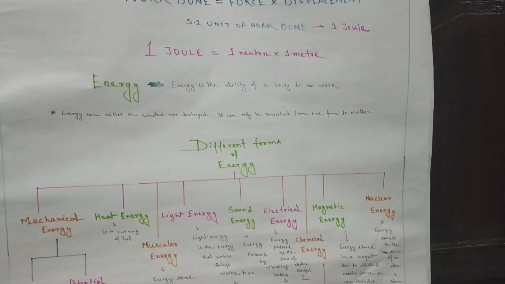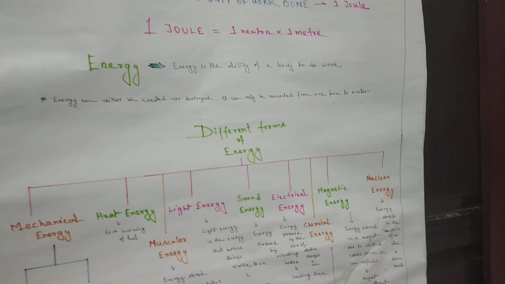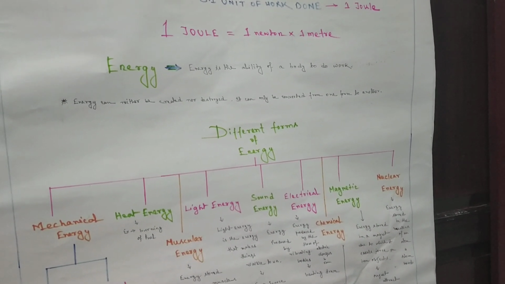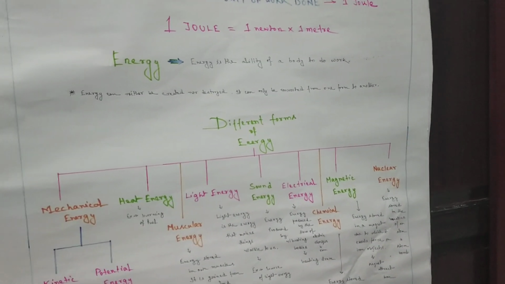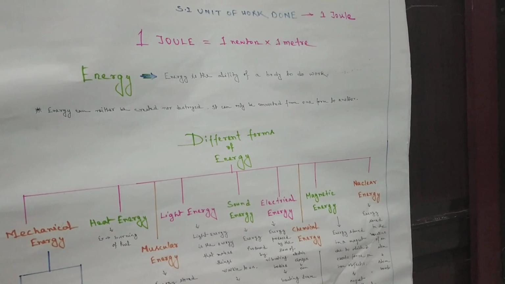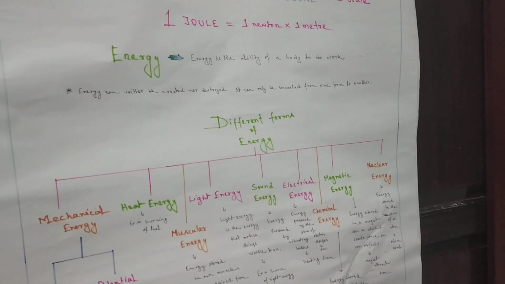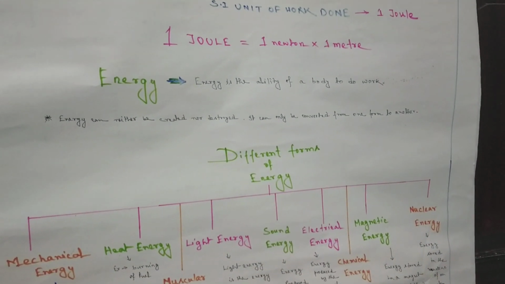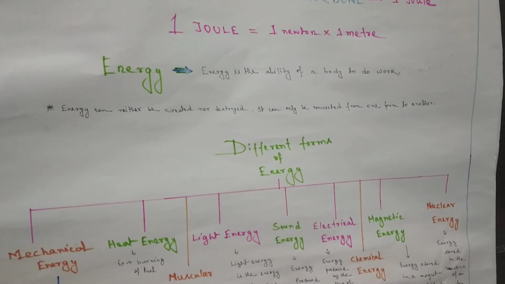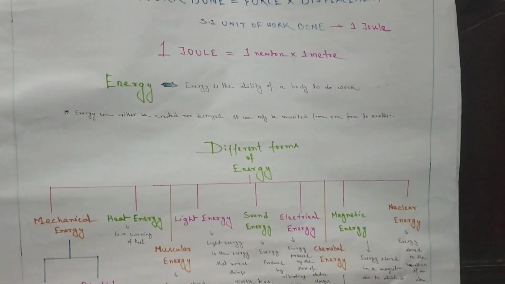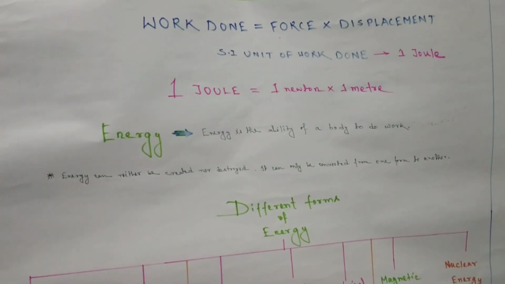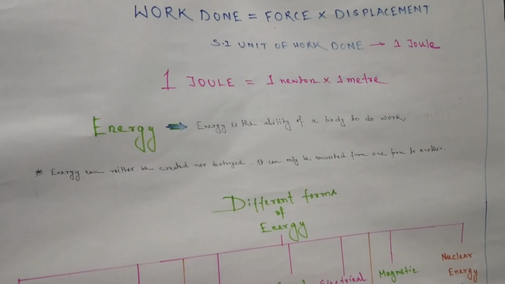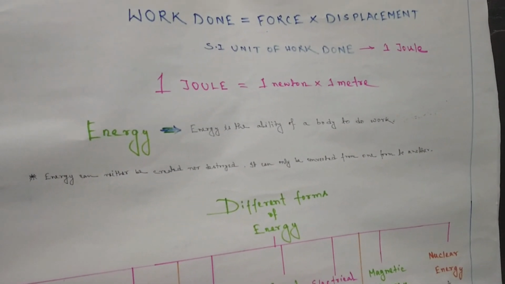We do running, we do walking, we do writing, anything we do, the reason behind that work is energy, and we get that energy from the food we intake. So work is the result and energy is the reason. And the unit of energy and work is same. Both in SI unit, for both energy and work, the SI unit is joule.